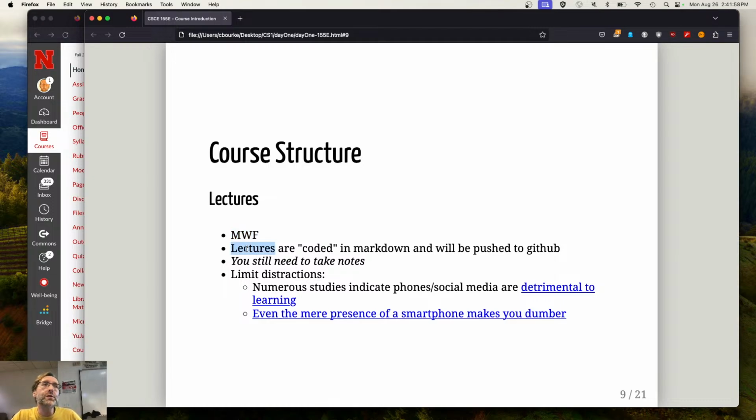My lecture notes, I don't have pre-prepared PowerPoint or whatever it is. Instead, I code my stuff in Markdown. And you'll see that when we get started. In fact, maybe by the end of the day, we'll see that. But otherwise, I will push those notes to GitHub, and I will provide a link to them.